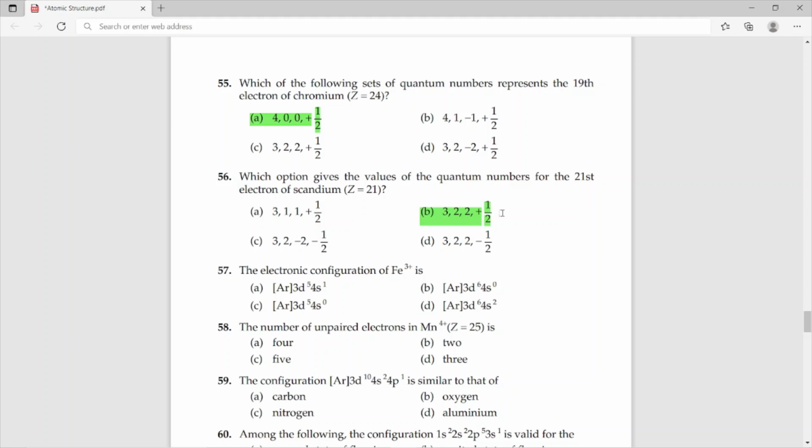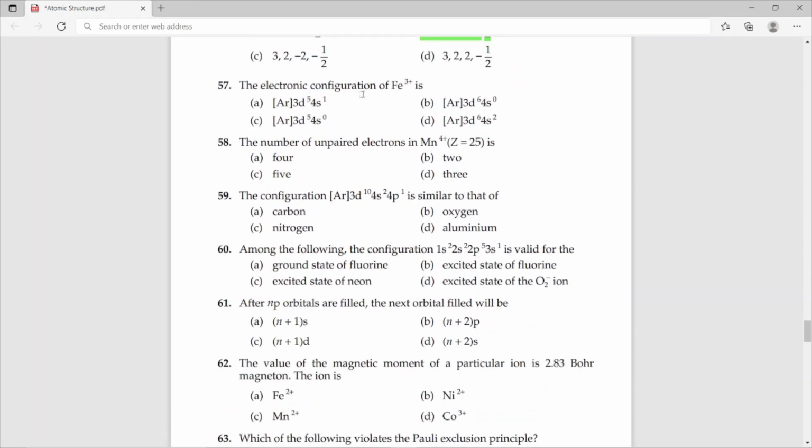Next comes the electronic configuration of Fe3+. What is the preferable configuration for Fe3+? The right answer is option C. It will have the basic configuration of argon and then 3d5 4s0, that is the 3d5 system of Fe3+.